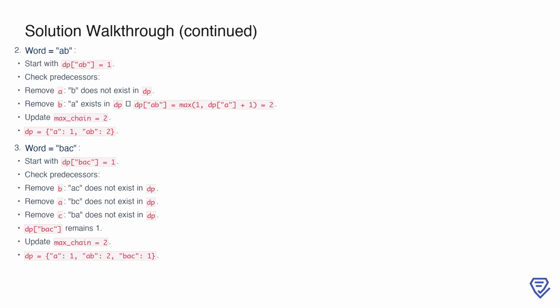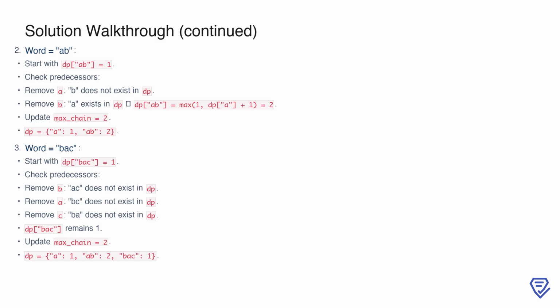The next word is the second word. We start with dp equals 1. Checking predecessors, removing a gives b, which does not exist in dp. Removing b gives the first word, which does exist in dp. This allows us to extend the chain ending at it, so we update dp to 2. We then adjust max_chain to 2, and the dp dictionary becomes 1, 2.